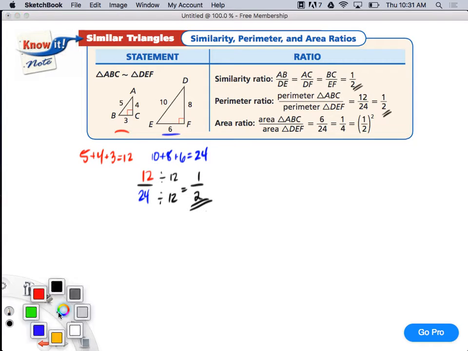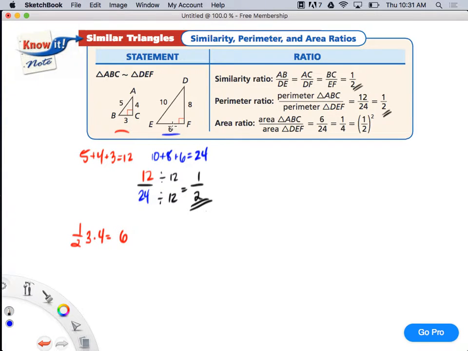The area of a triangle is what? 1/2 base times height, right? So here the base is 3 times 4. 3 times 4 is what, class? 12. What's half of 12? 6. Okay, so the area of that is 6.